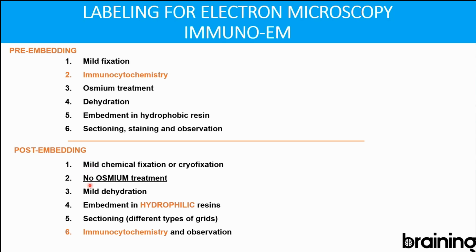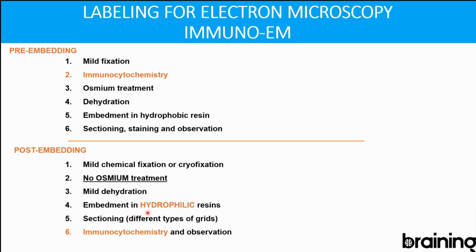In this case, we are not going to use osmium treatment, because then we would darken and fix all these elements in the cells too much, and we don't want that. We're going to do a mild dehydration, and in this case, look at this. We're going to embed our tissue or our cells in hydrophilic resins. Why? Because we're going to do the immunolabeling afterwards.